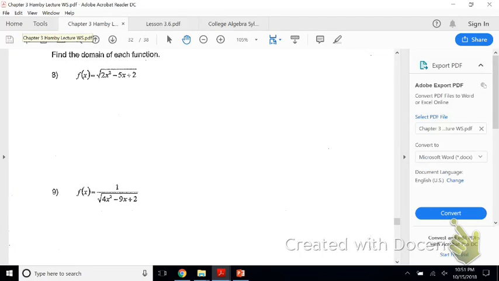Alright guys, so let's talk about domain. We've already talked a lot about domain, but this time we're talking about them when they're quadratics or square roots and different stuff like that. Remember, we have some restrictions on domain.